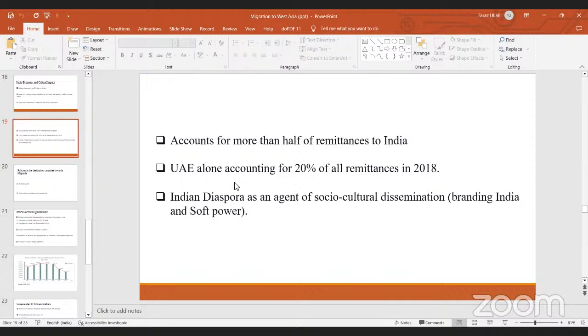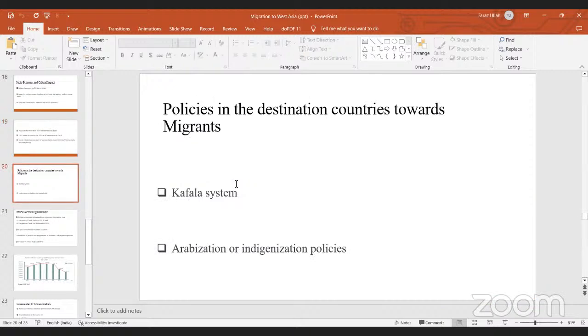Indian diaspora in the Gulf is also an agent of social cultural dissemination. They are helping in projecting a positive image of India abroad. The Indian entertainment industry and radio stations have increased their footholds in the Gulf region. As a soft power, the influence of Indian diaspora is visible in the field of culture, language, tradition, customs, yoga, cuisines, and entertainment industry.